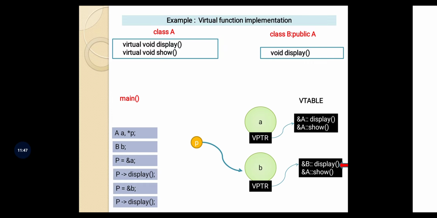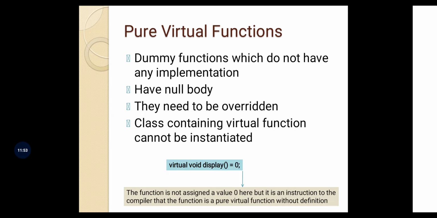Now, in order to do this, we have something called a pure virtual function. A pure virtual function is a dummy function which does not have any implementation. They have a null body, that means you cannot write anything in it. It is just used to create a remote control. They need to be overridden, that means yes, you have to write an implementation of that function, which you are declaring as a pure virtual function, in your derived class.